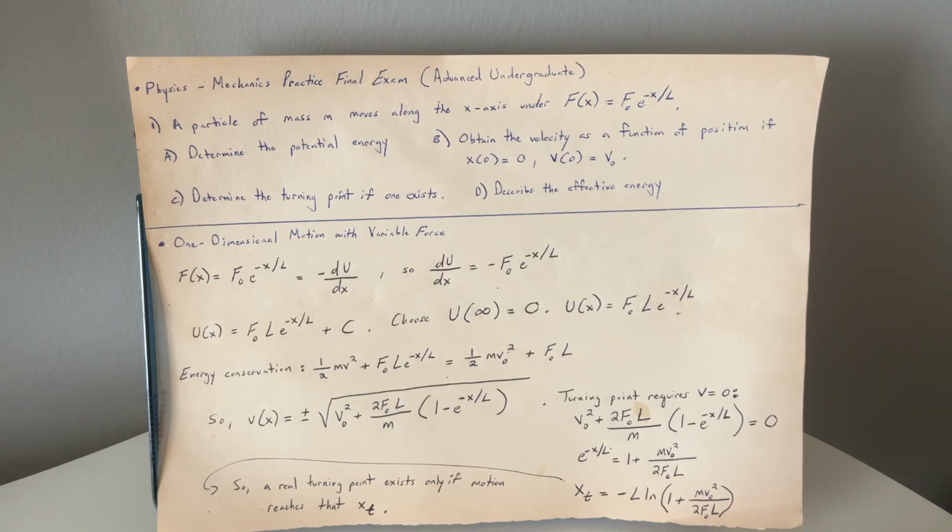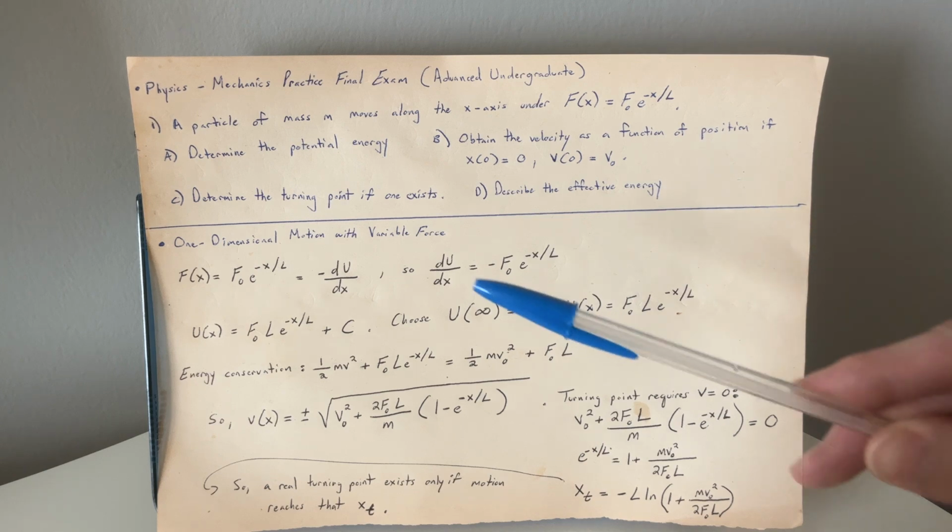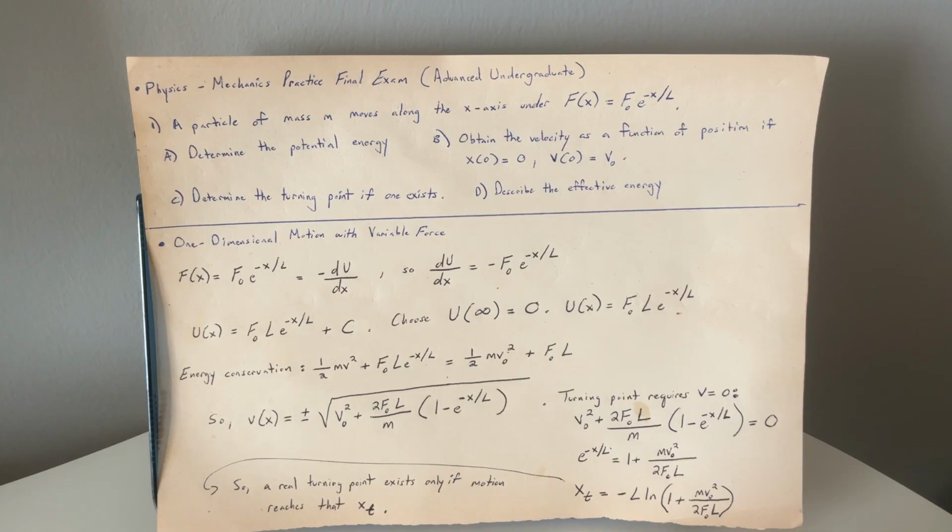determine the potential energy. Part B, obtain the velocity as a function of position if x(0) = 0 and v(0) = v₀. Part C, determine the turning point if one exists. And part D, describe the effect of energy. Okay, so this is a one-dimensional motion with variable force problem. So we'll go over the setups and the answers for these at a relatively quick pace.